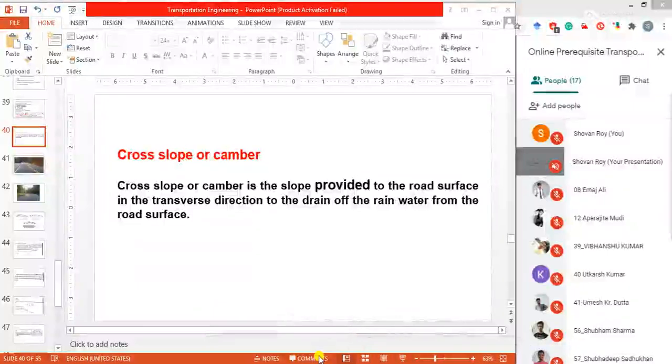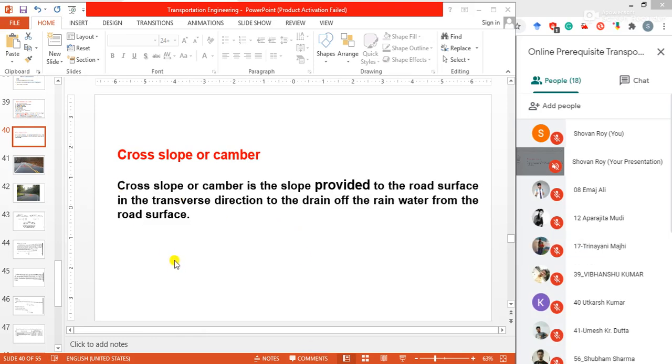So today's topic is cross slope or camber. This cross slope or camber is one of the parts of our highway geometric elements. Already in the last class, one element has been discussed, that is pavement surface characteristics, and under this highway cross section elements, this is our second, that is cross slope or camber. One of the important elements in the highway.